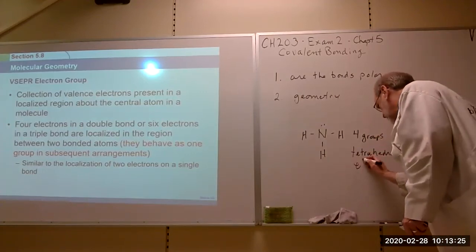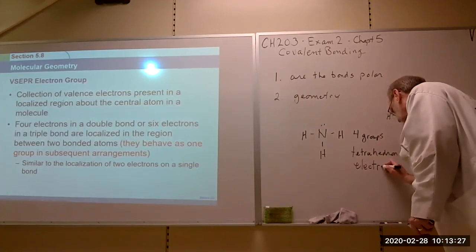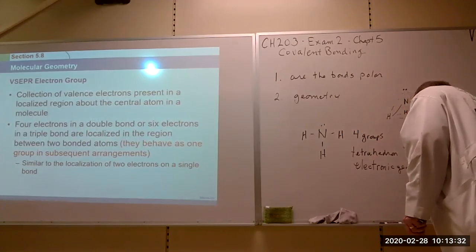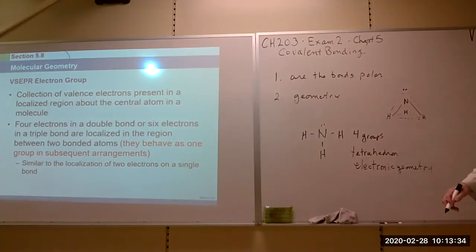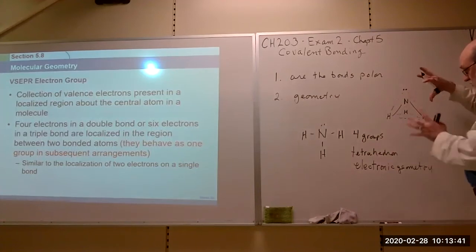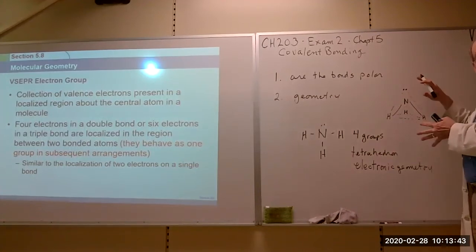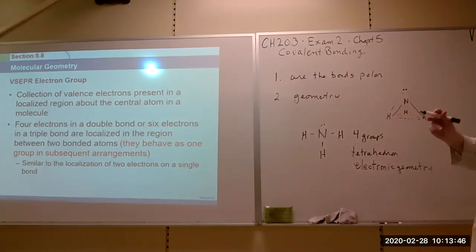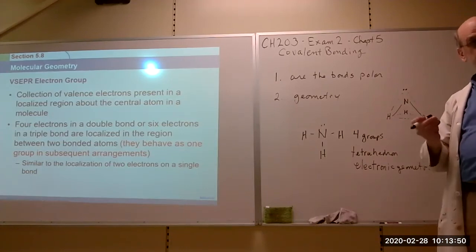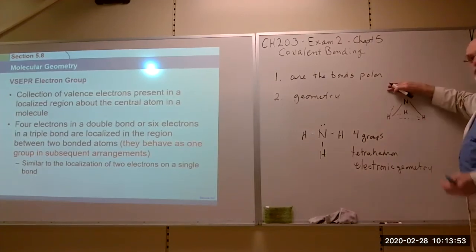This is the electronic geometry. This takes into account all bonding and non-bonding electrons. You have to do that first to establish its electronic geometry. Now, if you want the molecular geometry, where you're only interested in the atoms that are bonded, then you just cover up the lone pairs and say, what do we have left?